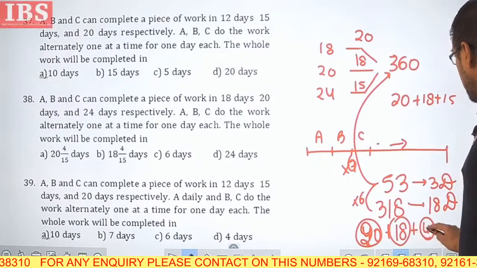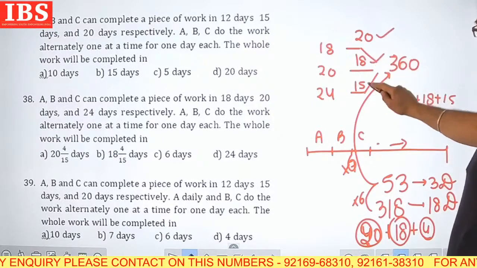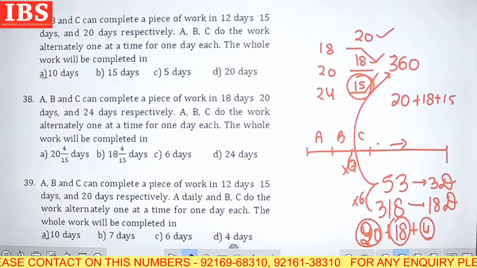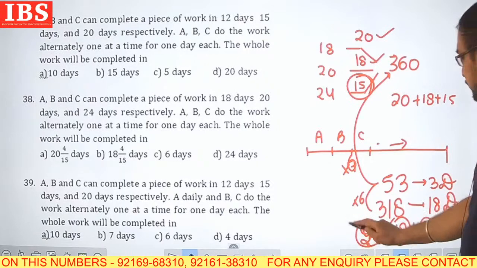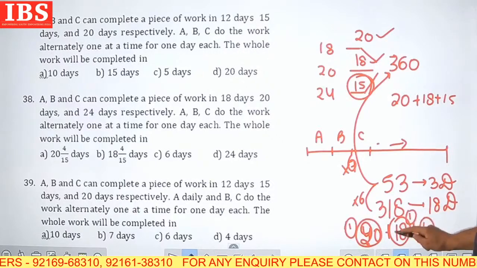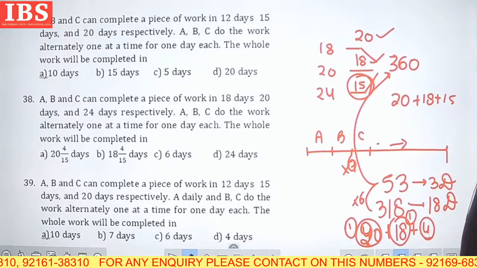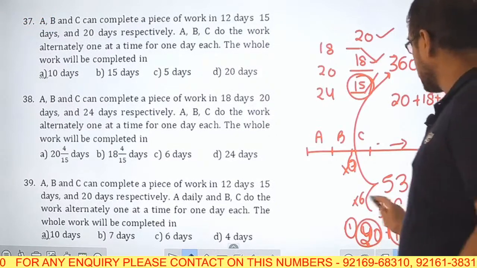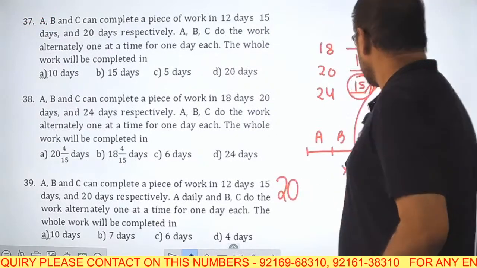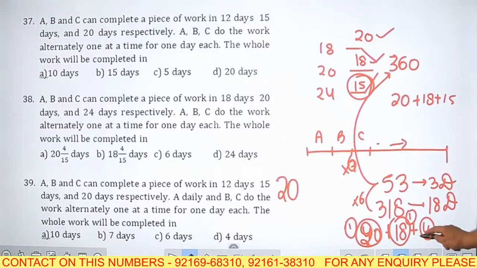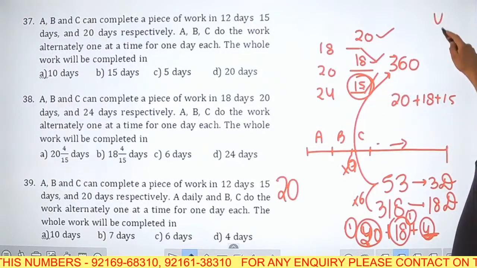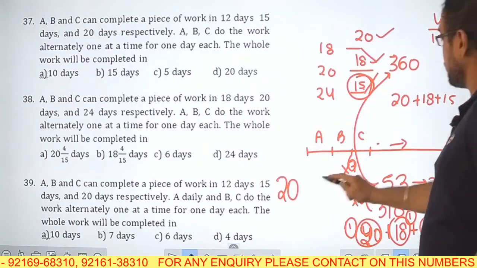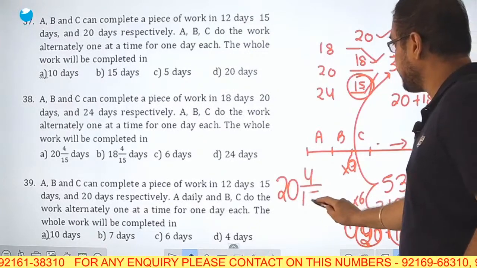20, 18 and the remaining 4 is done by him. So 18 days here, 1 more day here, 1 more day here by A and B, and then C does the work. So 18 plus 2 is 20 and the work given to C is 4 with an efficiency of 15. That means 4 upon 15 is the total time. So 24 by 15 will be the right answer.